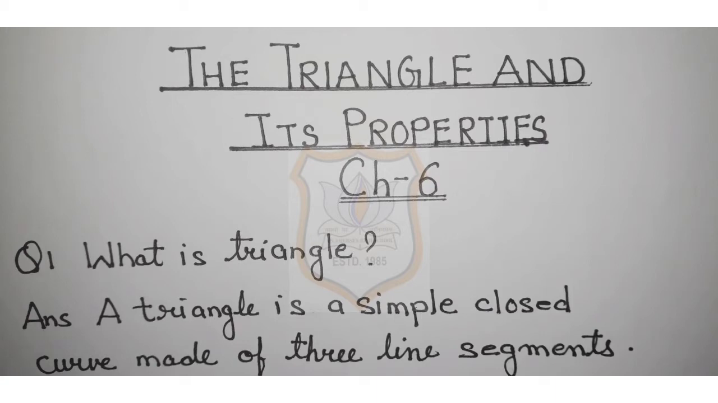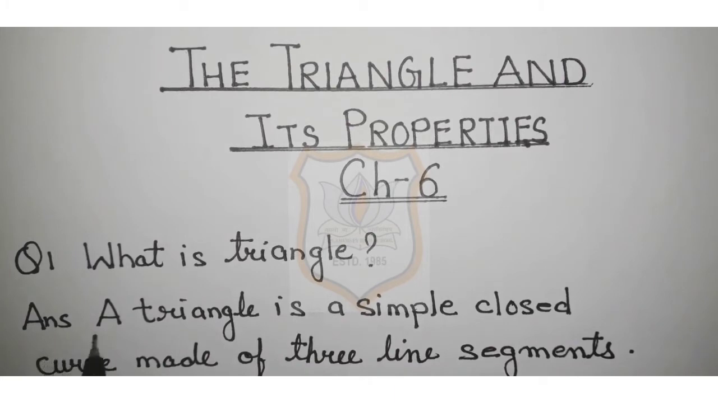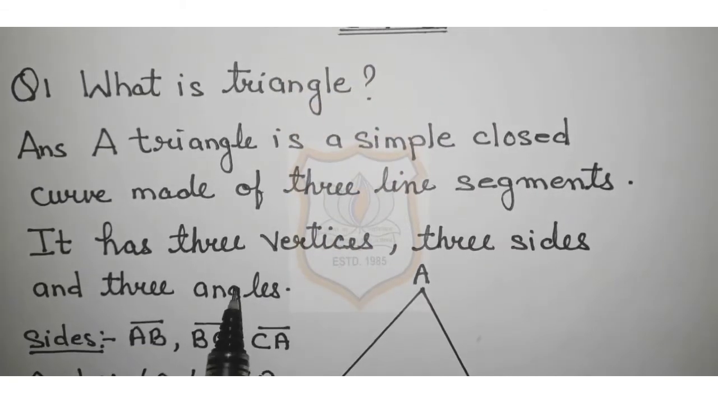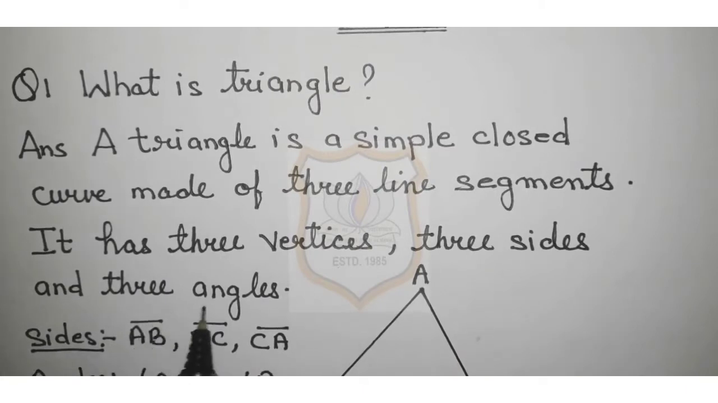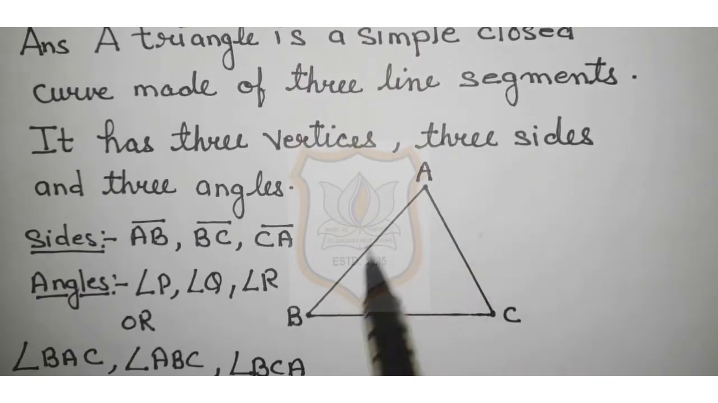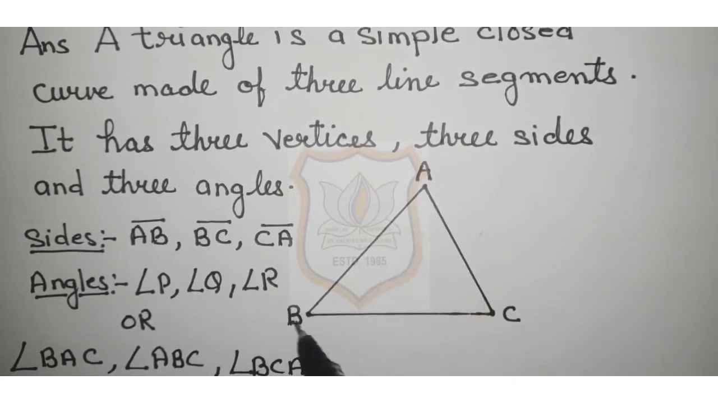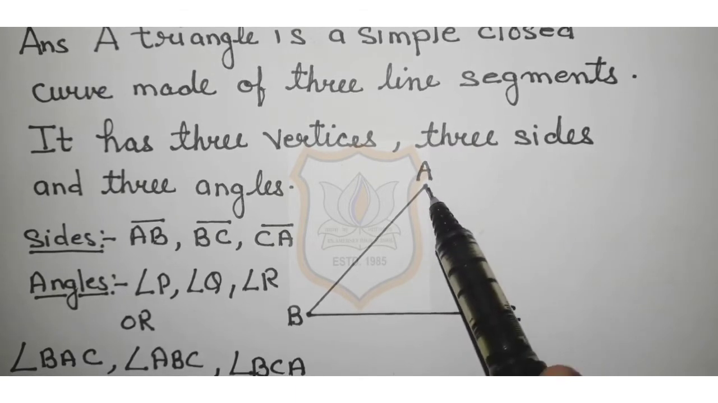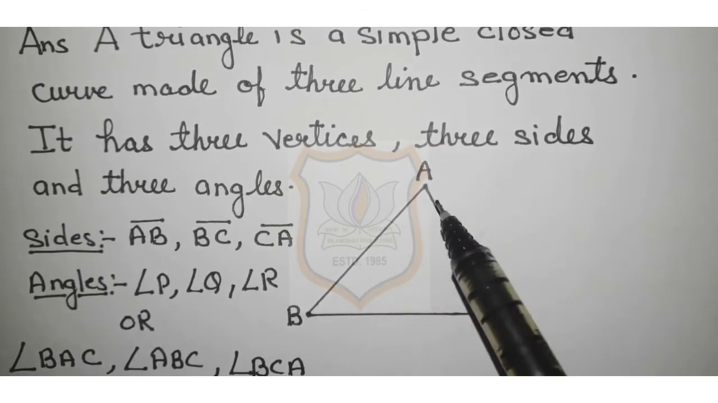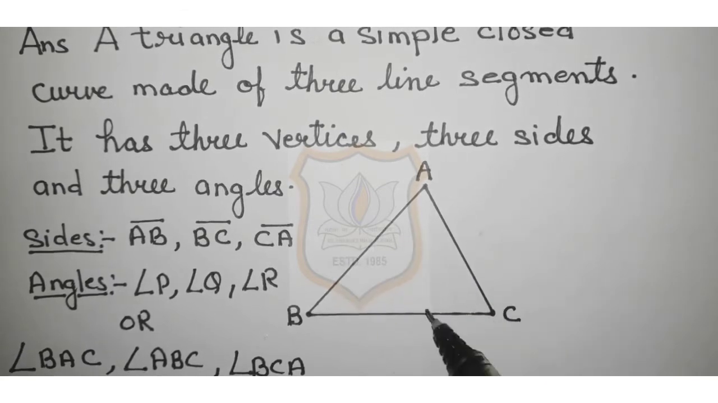Now, what is a triangle? Now, answer to this question is a triangle is a simple closed curve made up of 3 line segments. It has 3 vertices, 3 sides and 3 angles. Now look at this figure. This is a figure of a triangle. It is a closed curve or it is a closed figure made up of 3 line segments. These are 3 line segments, 3 sides. This one, this side, second side, and this one is the third side. And 3 vertices. These are 3 vertices of a triangle.